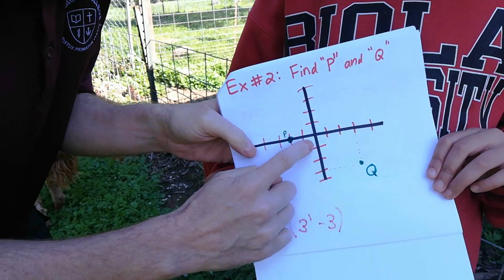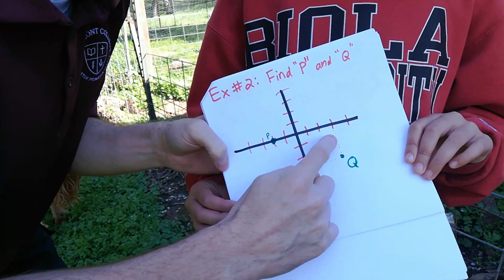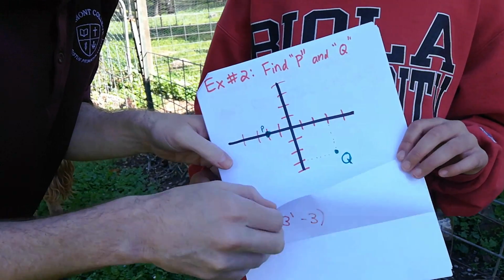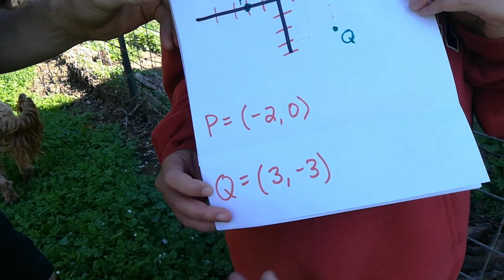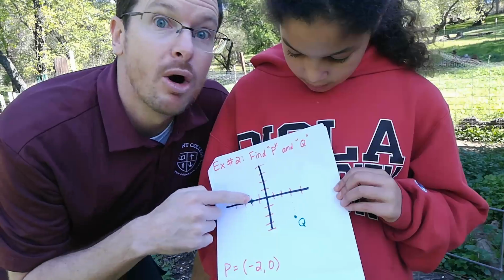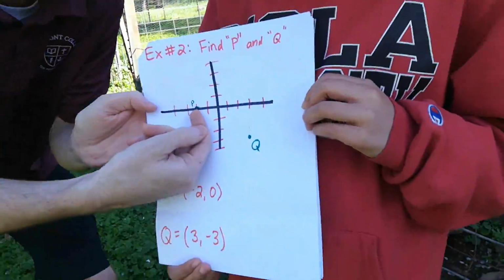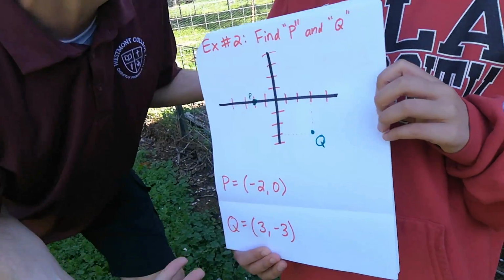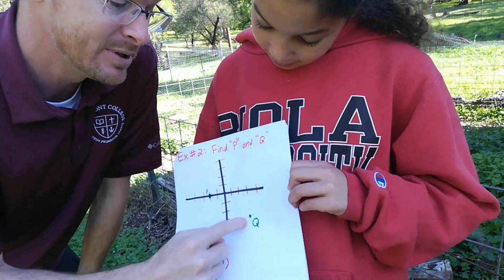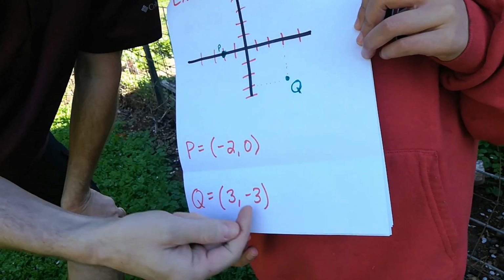Then the question is, how do I get to Q? Well, I start at the origin, and I go over 1, 2, 3, and then I go down 1, 2, 3. Okay, now we've got our answers out here. So again, P, start at the origin. You go to the -2, but you don't go up and down. So you went to the -2 on the X, but you don't go anywhere on the Y. Remember, X is the left and right, and Y is the up and down, and we're not going up and down because we're actually on the X-axis. Over here, we went over 3, and we went down 3 to get to Q, so we would label that as 3, -3. We went 3 to the right, and then down 3, which is -3.